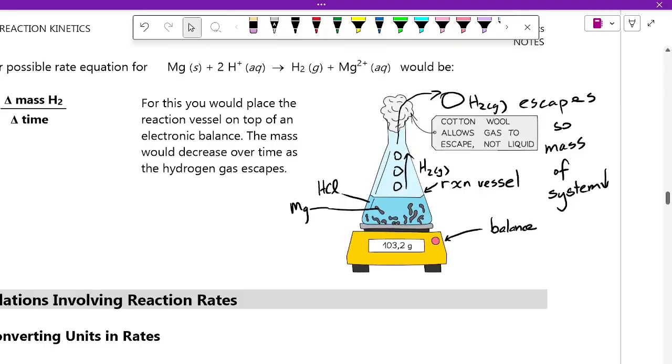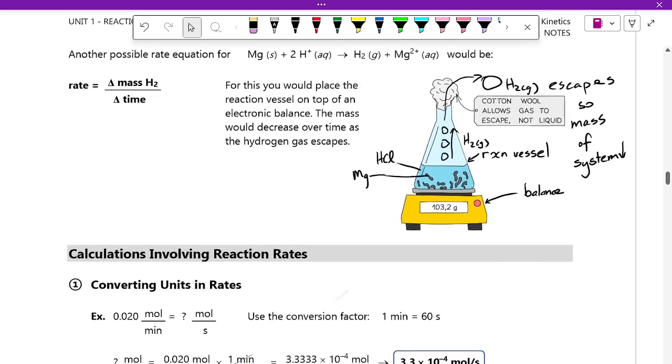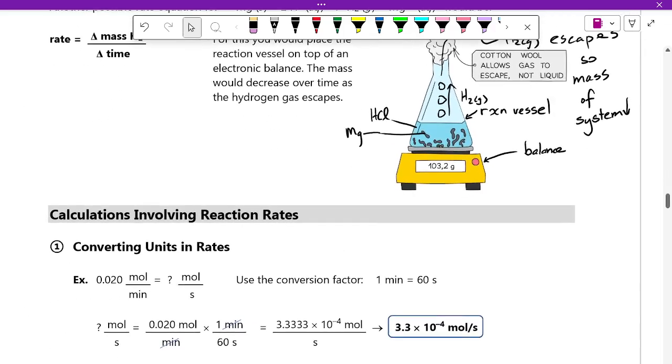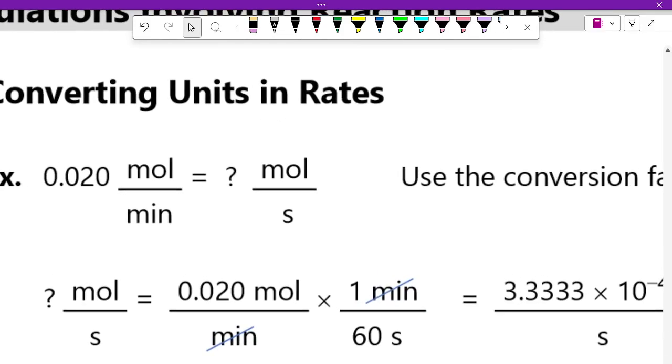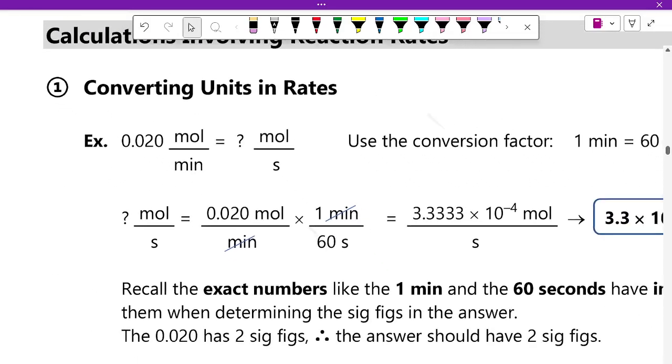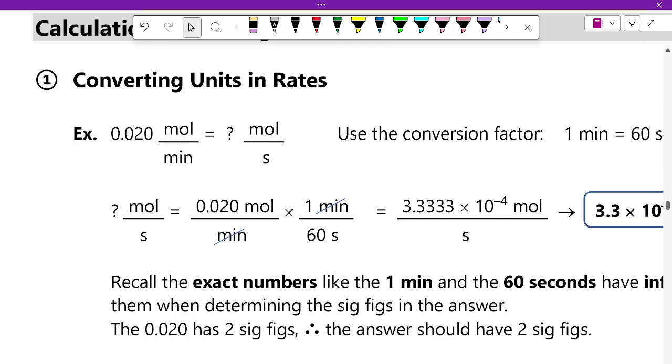How are you guys with unit conversions? Yay. Yay? Okay, you should be yay by this point. So I'm actually not going to spend any time doing this. You can feel free to look at it. There are several examples here where we go from moles per minute to moles per second. If you find that these examples are confusing for you, please come in for flex time.